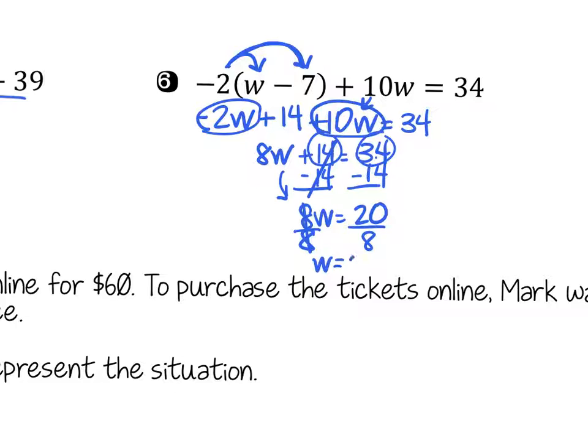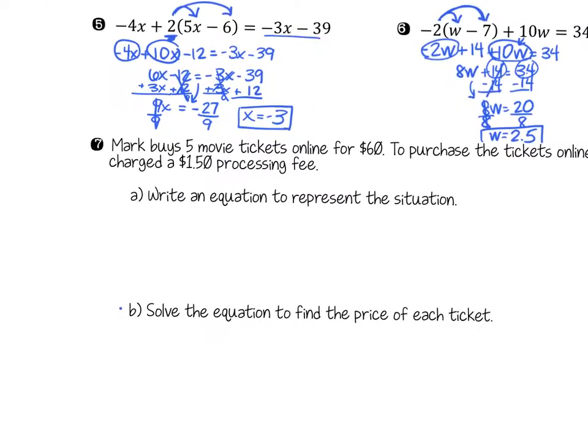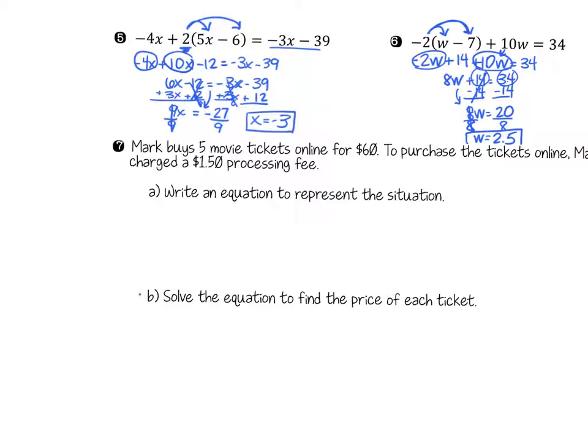Okay, and this actually comes out to 2.5. And that is okay to get a decimal sometimes. It's usually not going to be a real crazy decimal. Hopefully it's somewhat normal. All right, and now we're looking at a word problem here.